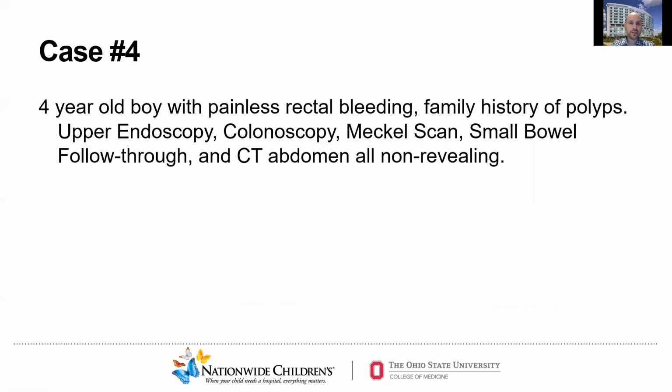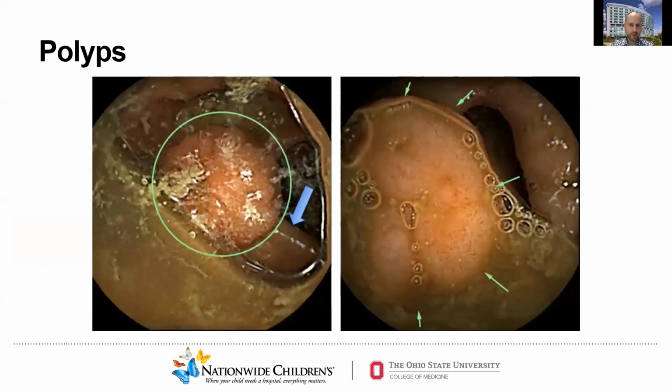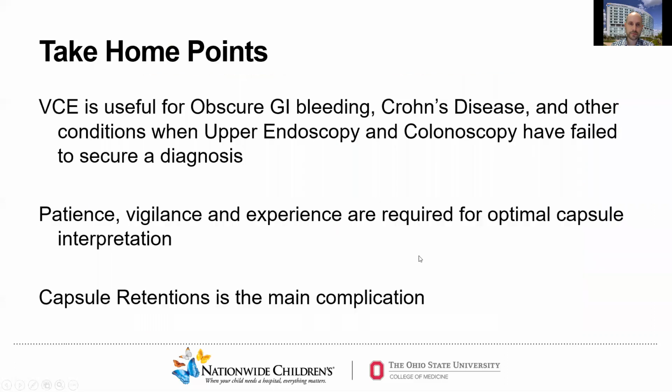Case number 4 is a 4-year-old boy with painless rectal bleeding and a family history of polyps. His upper endoscopy and colonoscopy, Meckel scan, small bowel follow-through, and CT abdomen were all non-revealing. However, on video capsule endoscopy, he was noted to have this structure. This is a polyp. The arrow denotes the stalk of the pedunculated polyp. Here is another polyp in his GI tract. Notice the multilobular appearance, denoted by the arrows.